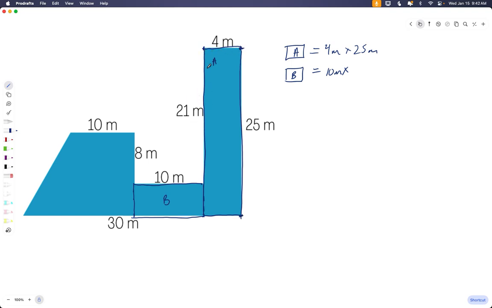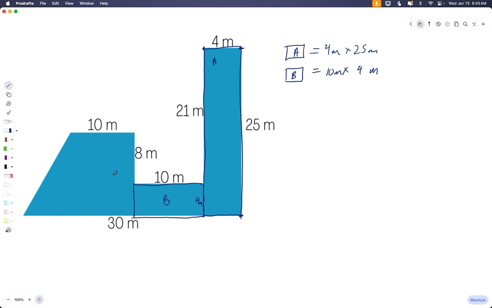But this number right here tells me that this rectangle doesn't start until after 21 meters has passed. So if this line is the same length as this line, 25, but this shape doesn't start until after 21 meters, I can take 21 meters from 25 meters. The difference is 4 meters. So 21 and 4 is 25, which is the total length of this line. So that tells me that rectangle B is 10 by 4. So 4 meters goes here.